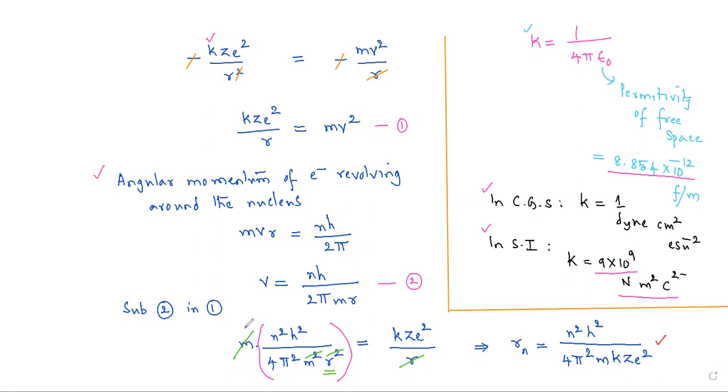So that is the expression for radius of nth orbit. Now looking at this, it is very clear. The radius of nth orbit is directly proportional to n square, inversely proportional to Z. So that we will be writing in the next step.